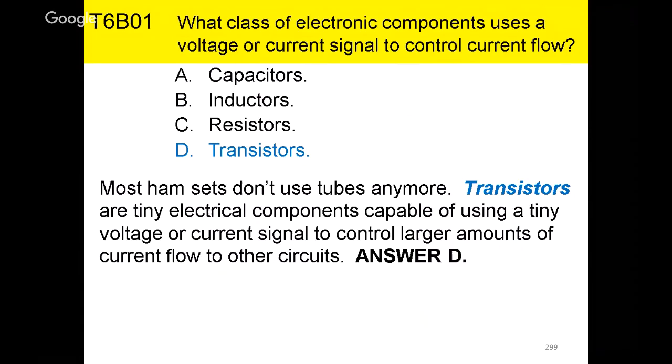But transistors are a replacement for tubes. Tubes had many functions as well, and in a lot of things, transistors have been employed to replace the tubes these days. In many cases, the integrated circuit is a collection of many, many transistors contained within an integrated circuit. And small amounts of voltage or current signal can control large amounts of current flow to other circuits.